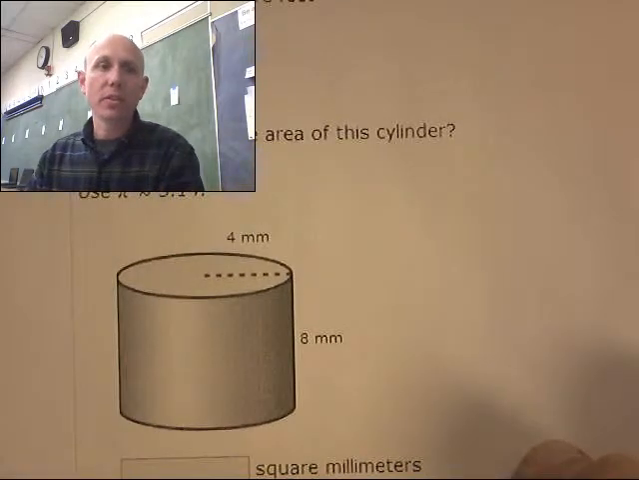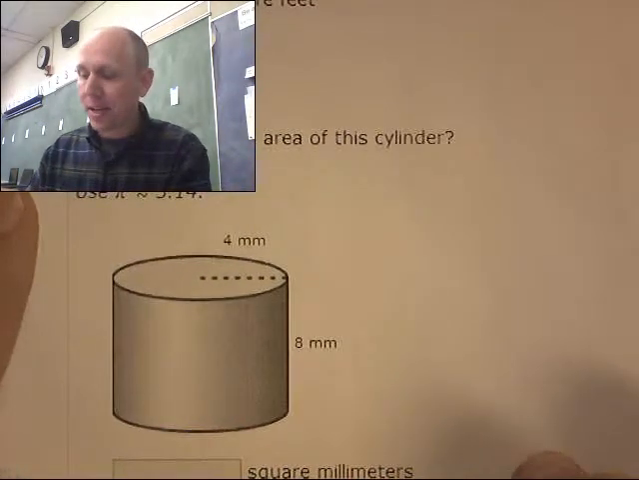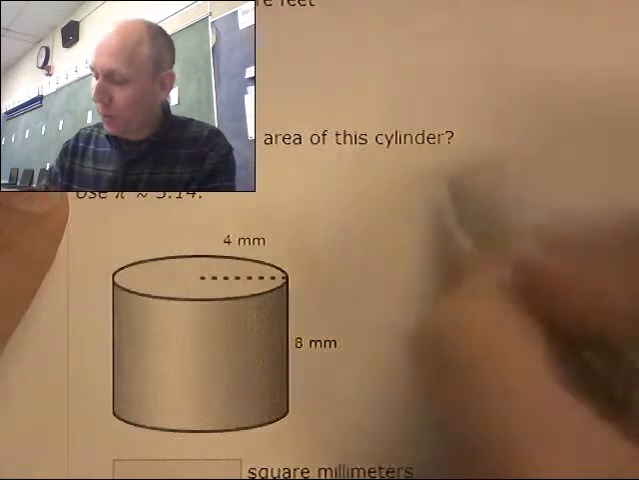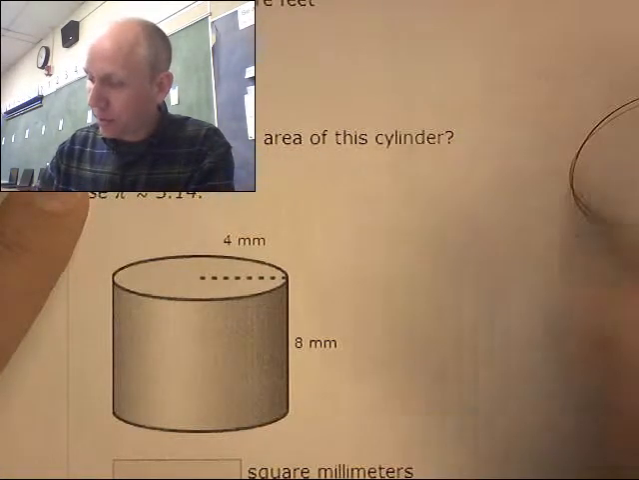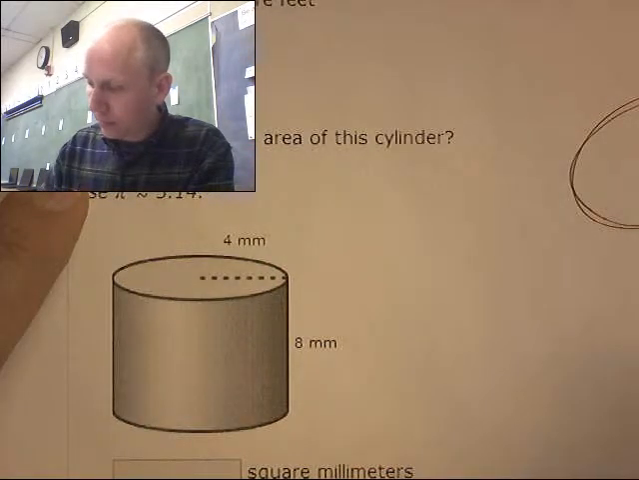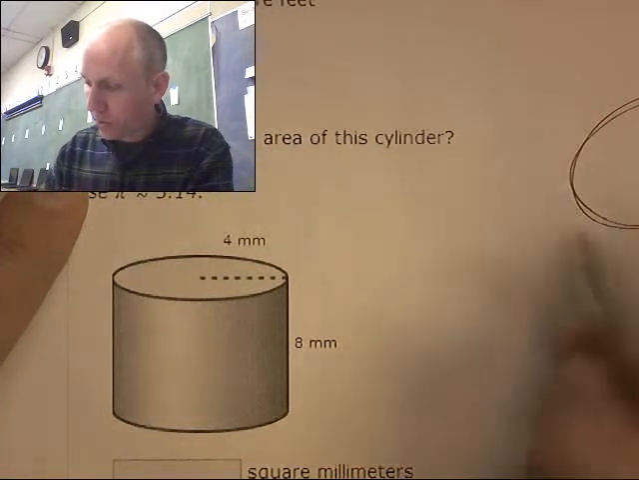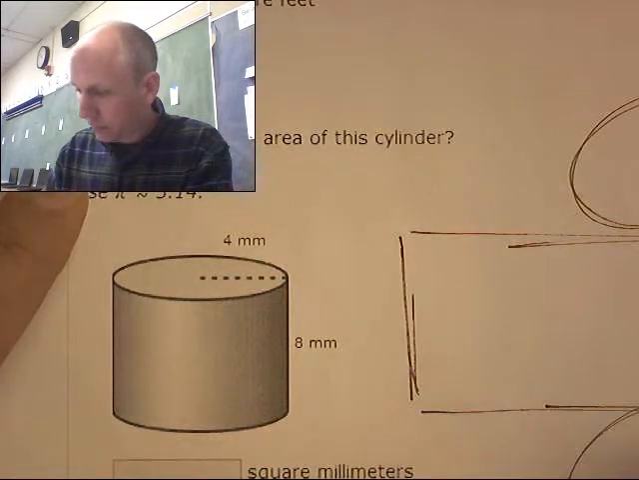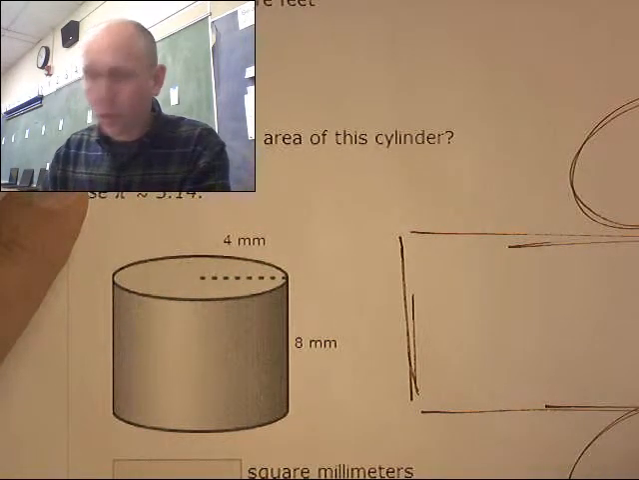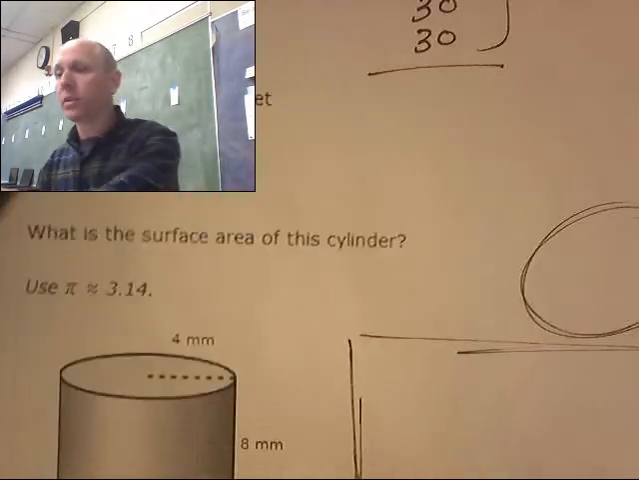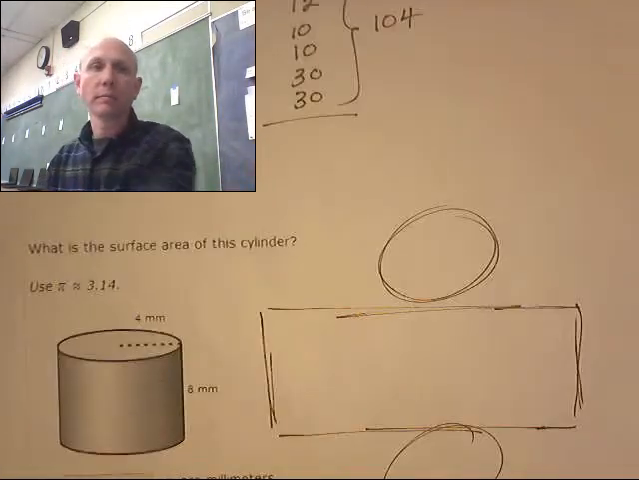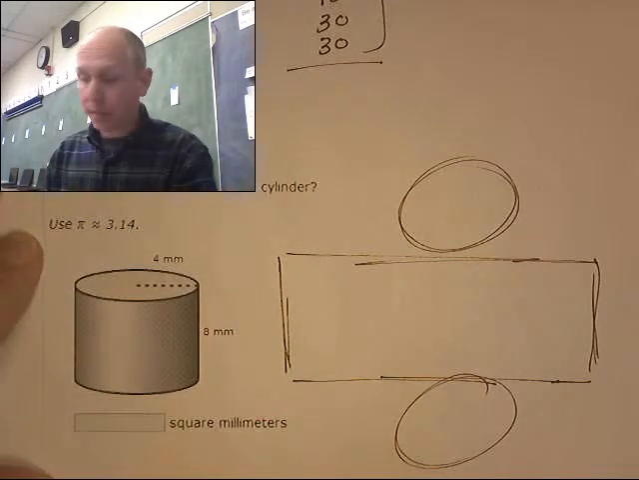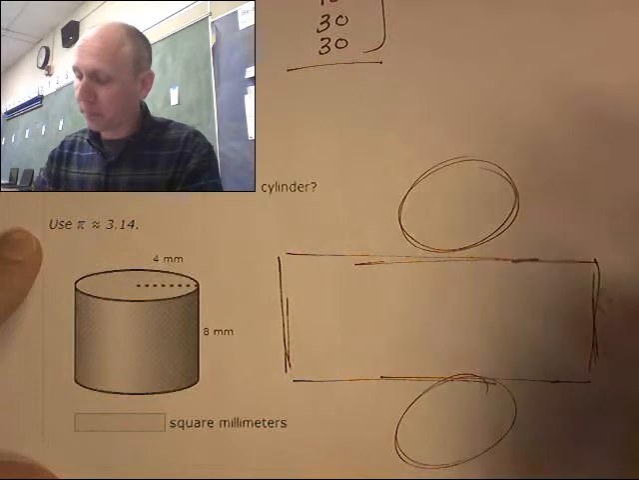This is a good one. The surface area of a cylinder. And we'll be talking about this one in class for sure. What really makes up a cylinder? Well, it's a circle for the top. It's a circle for the bottom. And it's a rectangle. Oh, you can't see it, sorry. And it's a rectangle for the sides. That's what makes up the surface area of this.